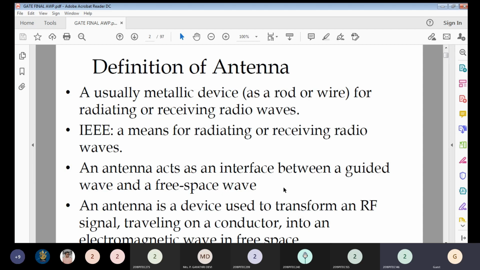Clear? So we all know that communication is classified into two types: wired communication, and we have discussed what wires we use in those cases. And in wireless communication, we use it for long distance travel of the signal. There the antenna acts in a major role. So this was about the antenna concept. Now we are going to see the basic concept of antenna.